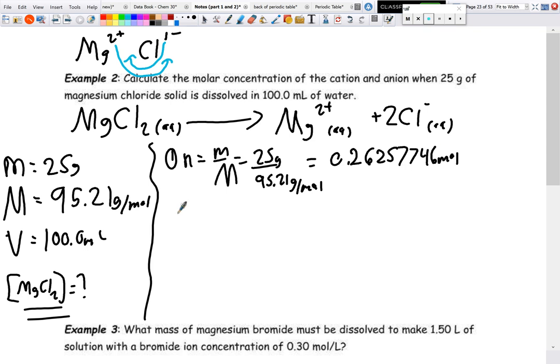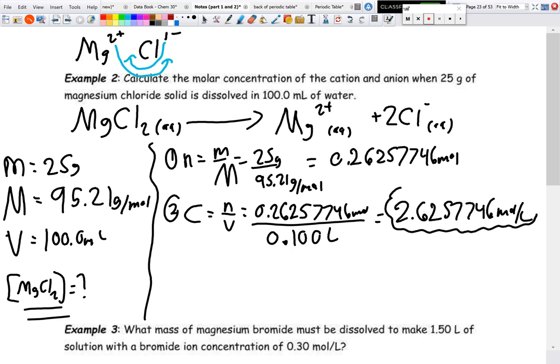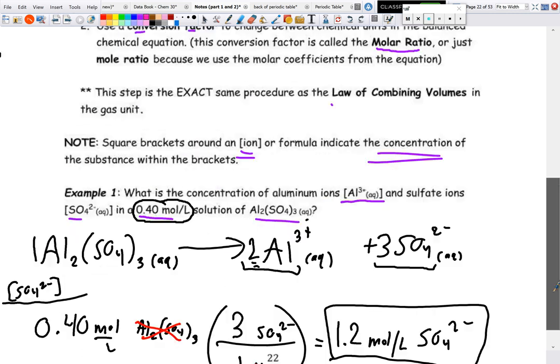0.26257746 moles. In step 2, concentration is equal to n over V. We take our 0.26257746 moles and divide it by 0.100 liters, and we get 2.625776 moles per liter. Remember, this is for our MgCl2.